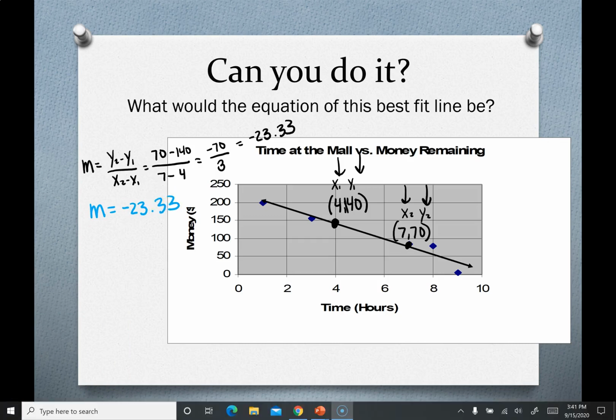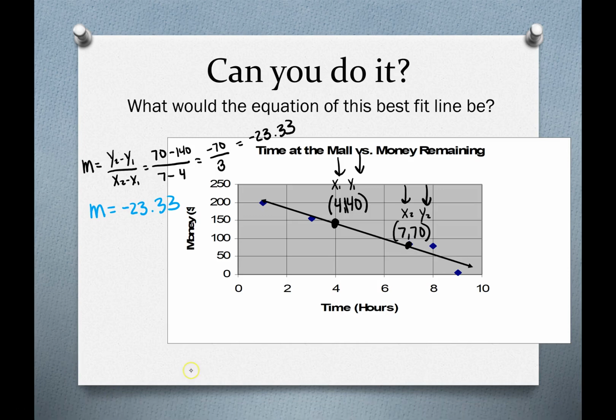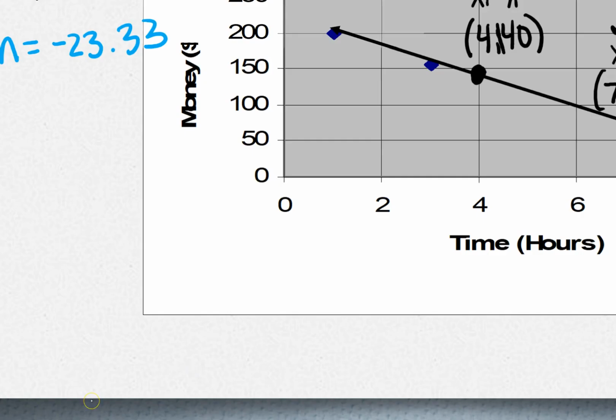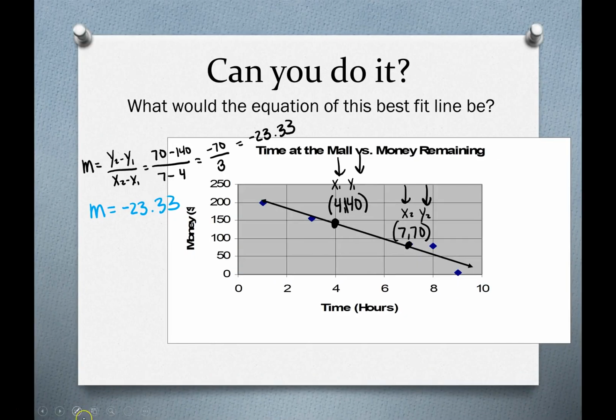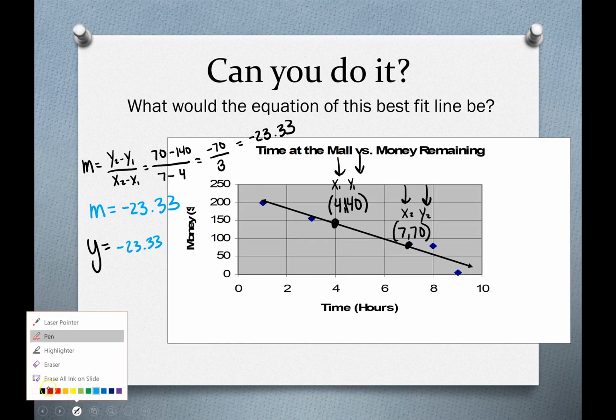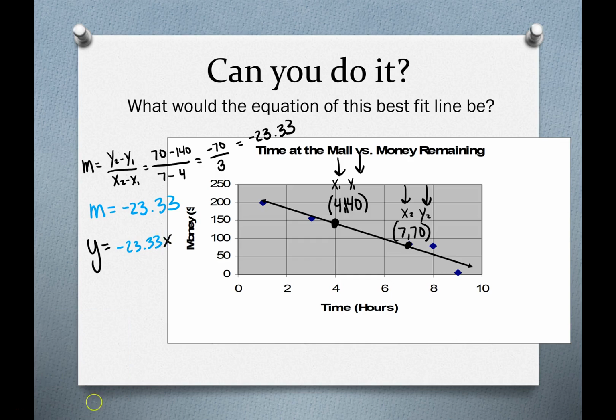All right, next step is going to be to write y equals mx plus b. So I'm going to write it as, oh lordy, I love computers, you guys, they're the best. y equals, and then I've got my negative 23.33, and then I'm going to have my x, and then I'm going to have my plus b.